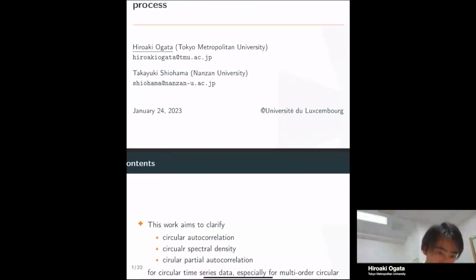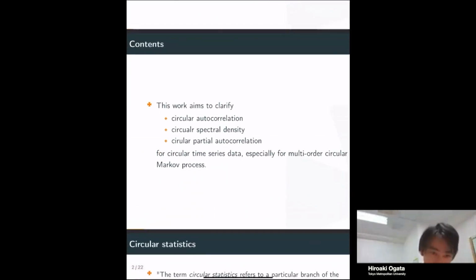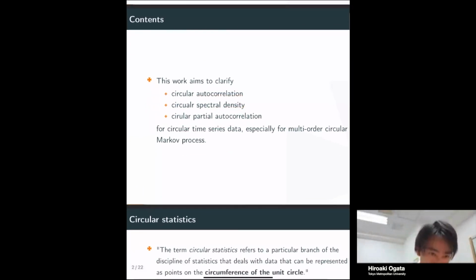Okay, so let's move on. The target is circular time series data, especially the higher order circular Markov process. For such data, we aim to clarify circular autocorrelation, the circular version of spectral density, and the circular version of partial autocorrelation. We want to clarify the structure of these three objectives.